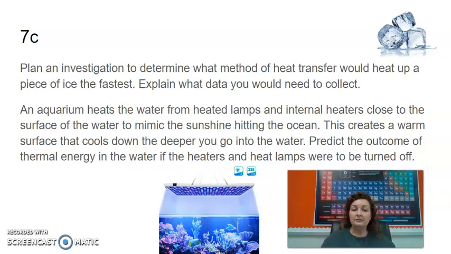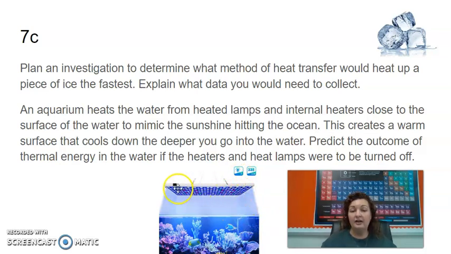Okay. The next one: an aquarium heats the water from the heat lamp. So in this picture, you can see here's our heat lamp. And the internal heaters close to the surface of the water mimic the sunshine heating the ocean. This creates a warm surface that cools down the deeper you go into the water. Predict the outcome of the thermal energy in the water if the heaters and lamps were to burn out.